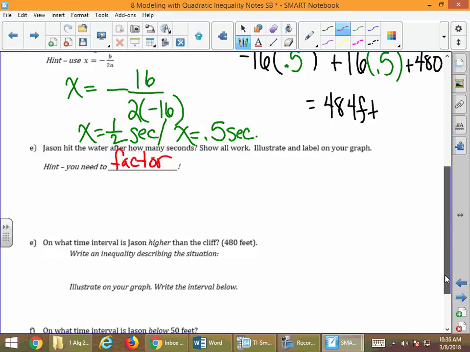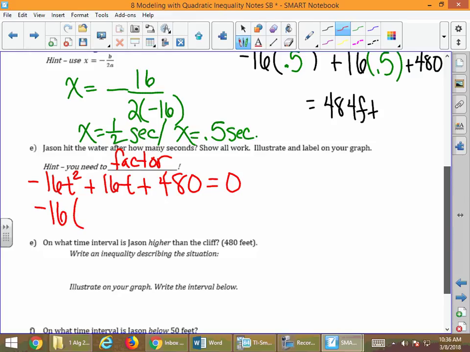And so scoot left on your paper if you're writing this down, because we're going to have to squeeze it in a little bit. It's negative 16t squared plus 16t plus 480. We're going to factor that. But once again, it's really, really difficult to factor when your x squared, or in this case the t squared term, is negative. But we can take care of that if we factor out not only the negative, but the 16.